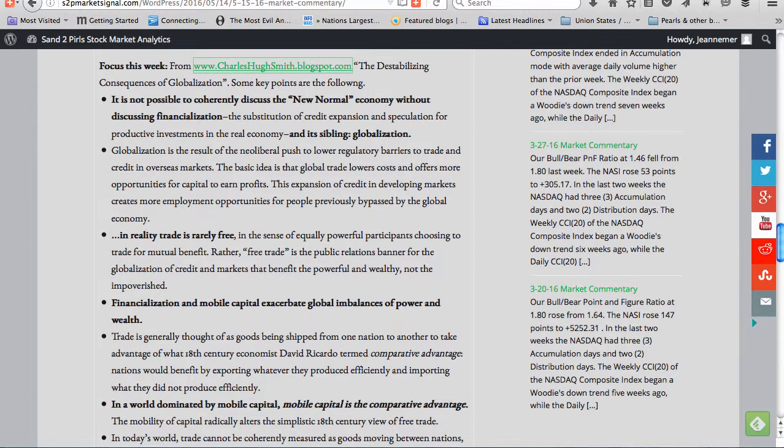Trade is generally thought of as goods being shipped from one nation to another to take advantage of what 18th century economist David Ricardo termed comparative advantage. Nations would benefit by exporting whatever they produced efficiently and importing what they did not produce efficiently. In a world dominated by mobile capital, capital is the comparative advantage. The mobility of capital radically alters the simplistic 18th century view of free trade.